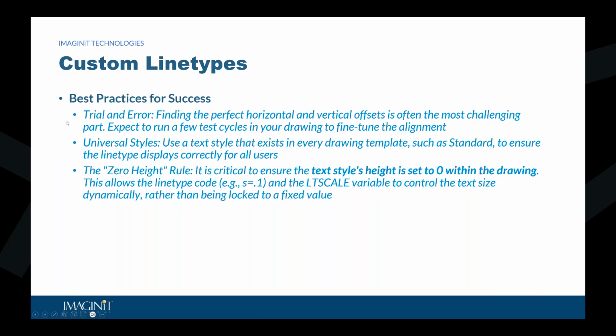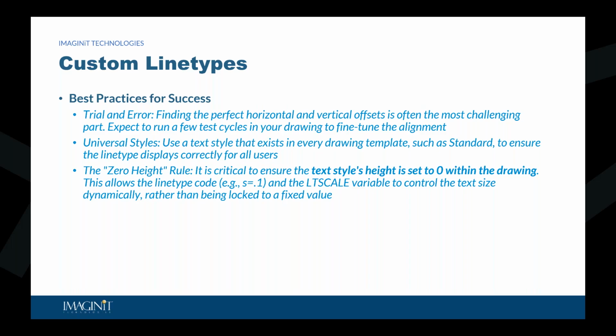So we've got some best practices. So trial and error, finding the perfect horizontal and vertical offsets is often the most challenging part. Expect to run a few test cycles in your drawing to fine tune some of the alignments. Usually the vertical offset is pretty easy. It's half the text height. Finding the correct horizontal one to center it within a gap can sometimes be a little more difficult, but you might need to fine tune some of that.